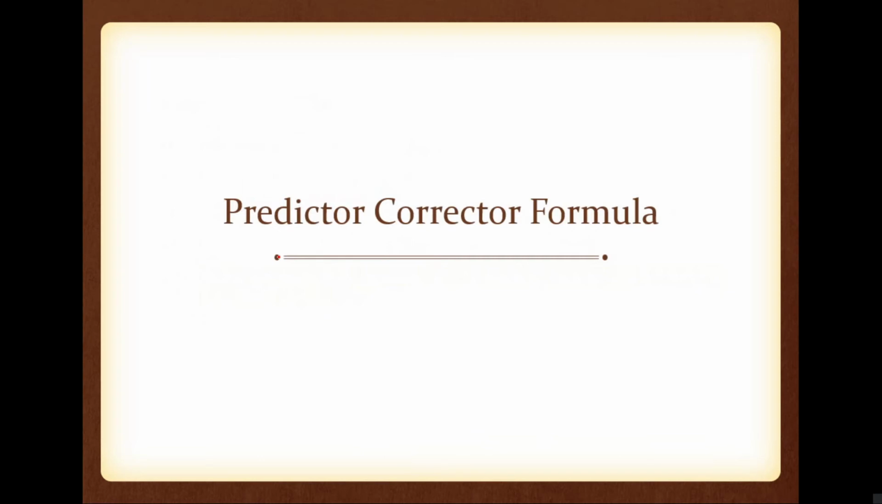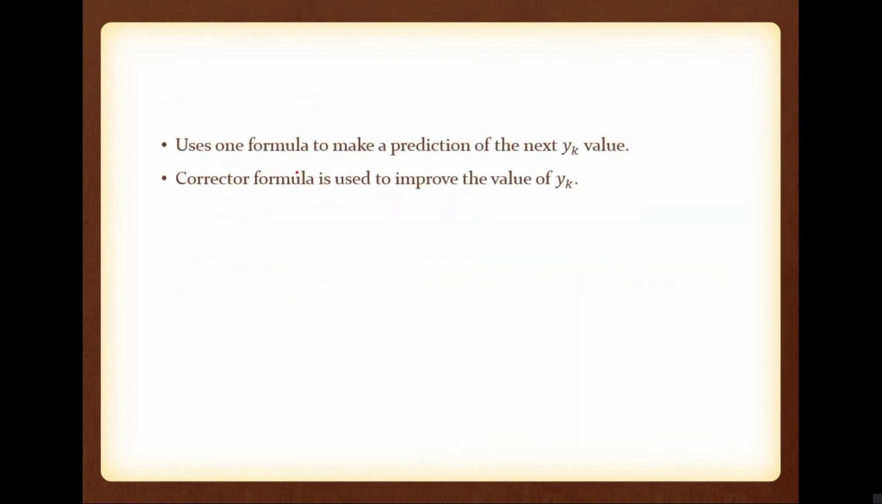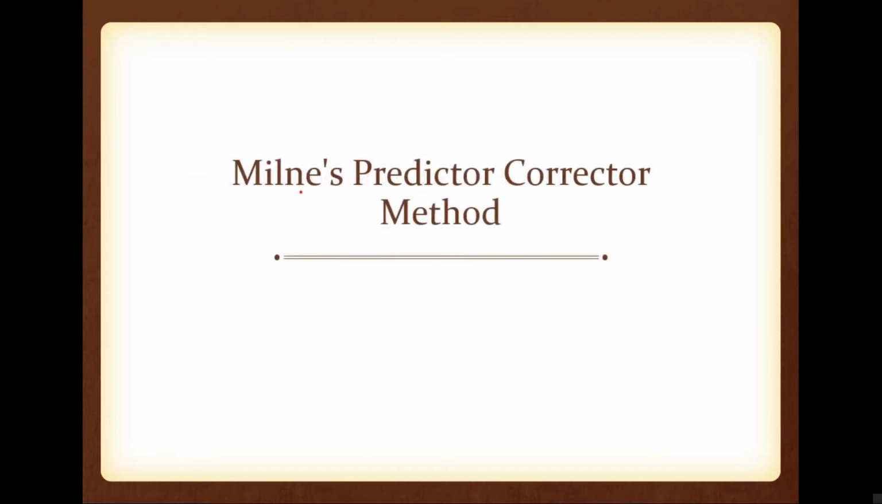So we are going to discuss the predictor corrector formula. Here, I told you one formula is used to predict the value of yk, and the second formula is used to correct the value of yk. It is used to improve the value of yk. So the first method is Milne's predictor corrector method.